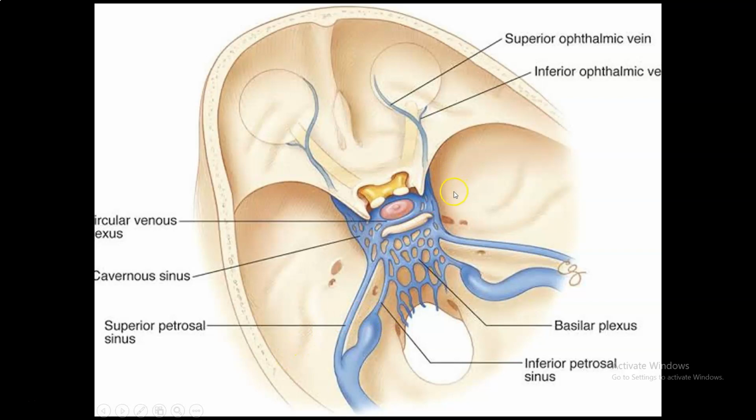This is a view to show you the cavernous sinus in the middle fossa on either side of the sella and its connections. Of course, there are intercavernous connections, called the circular sinus, between the two cavernous sinuses. It receives some veins and sinuses and drains into others.